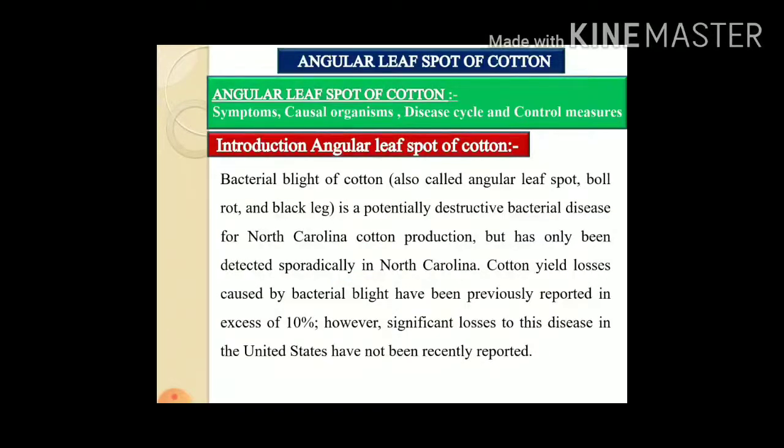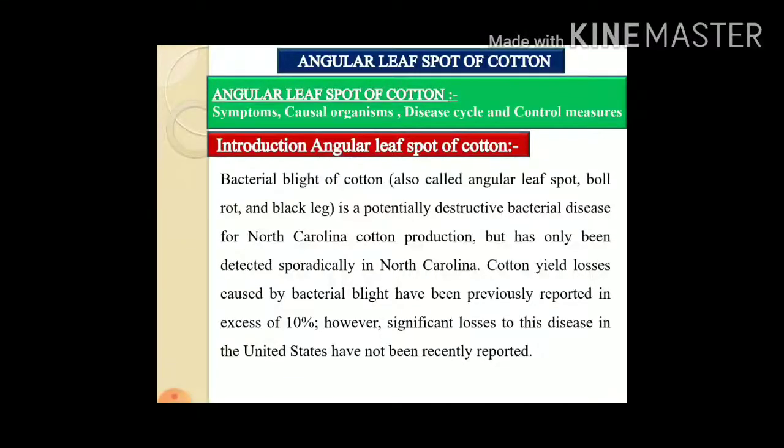Yesterday we discussed the red rot of sugarcane. Today we will discuss the angular leaf spot of cotton. Cotton is very important in human life, as it is used for cloth as well as in the paper and manufacturing industries. But the leaf spot slowly leads to total bud formation failure.